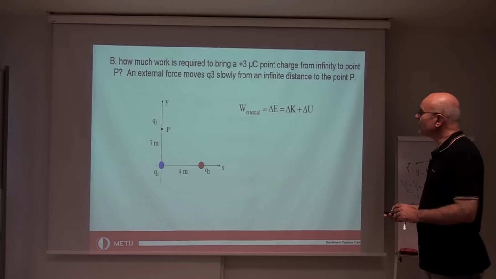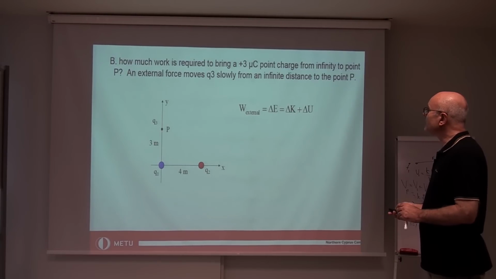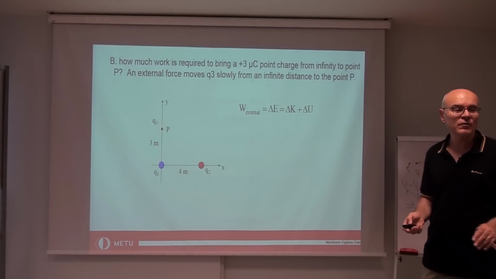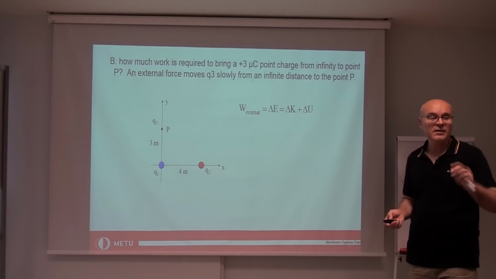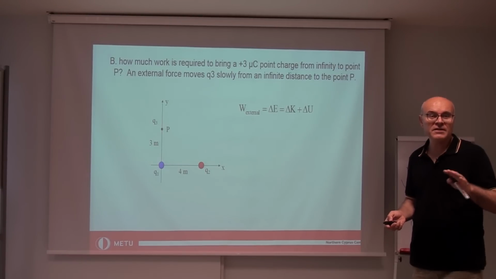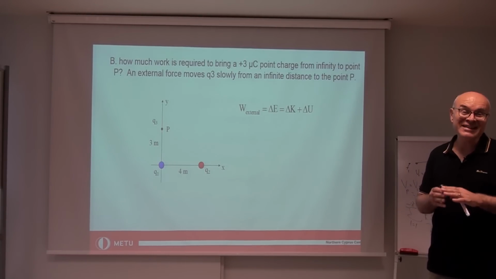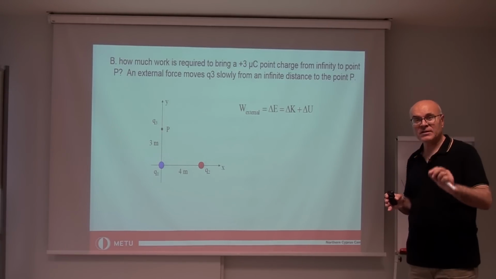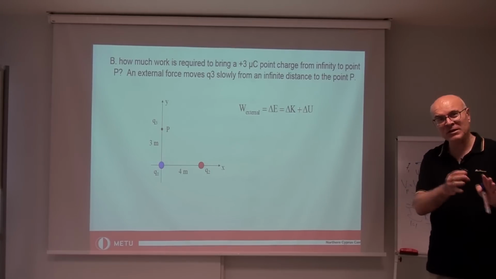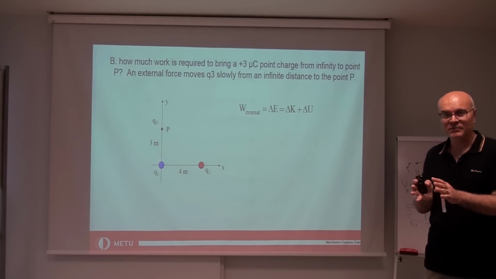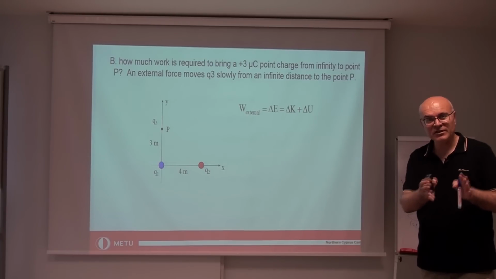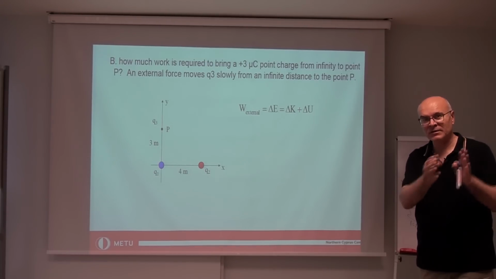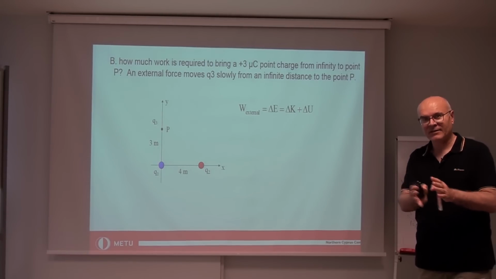The other question is how much work is required to bring a 3 microcoulomb point charge from infinity to the point P, if this is done slowly so that the kinetic energy doesn't change. This is crucial to have W external equals delta U. Because if the kinetic energy changes, W external is not equal to delta U. W external is equal to delta U plus delta K. It's equal to delta E.